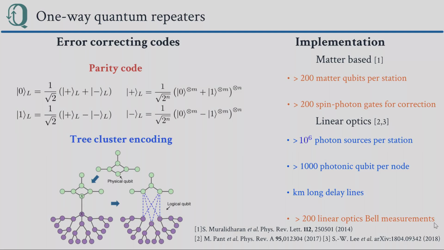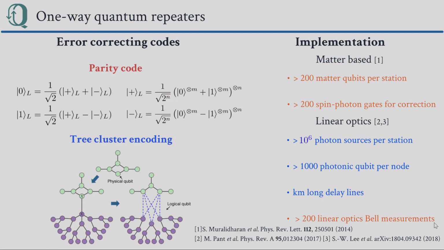Then people have looked at all-optical repeaters. And for that, they looked at these tree cluster encodings, originally proposed for optical quantum communication, and they can correct very efficiently for loss. In these all-optical schemes, you use linear optics to do Bell measurements to connect these photons. And when people do estimates, you need more than a million single photon sources per repeater station, and you need to keep around 1,000 photonic qubits to generate those per node. And if it's linear optics, you need kilometer-long delay lines to get this working, with a lot of feedforward.